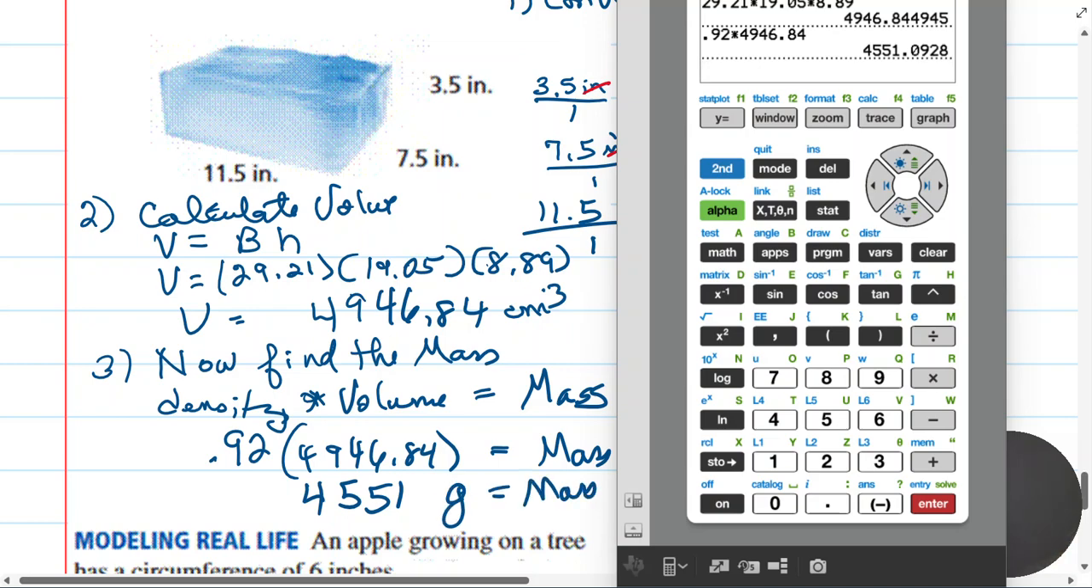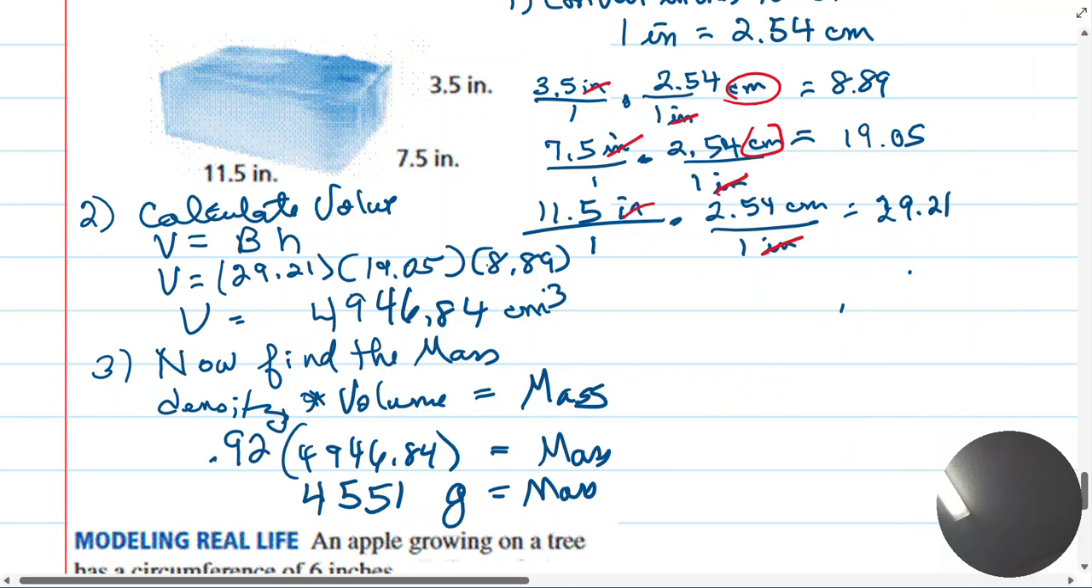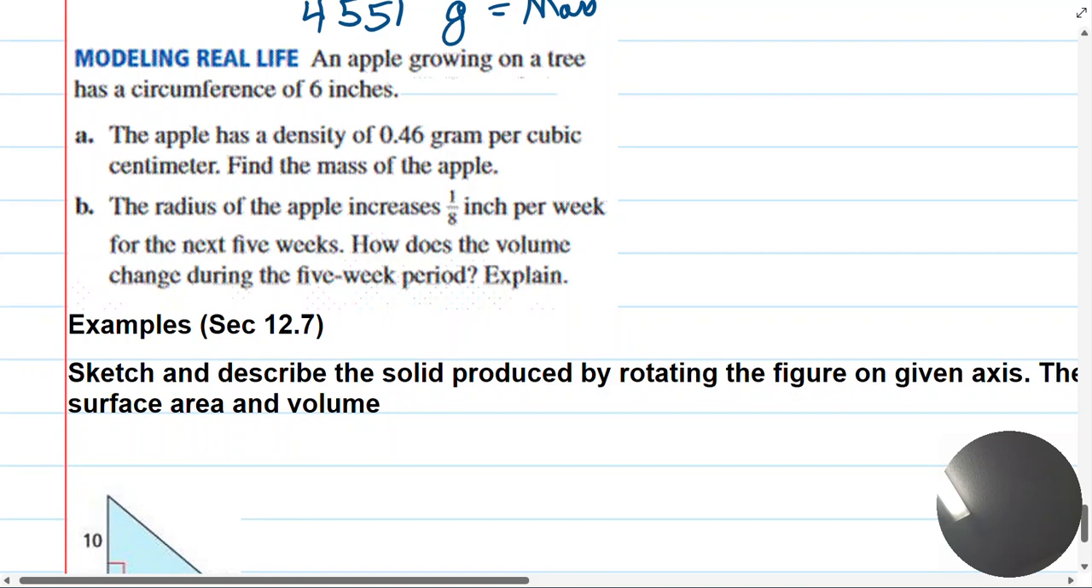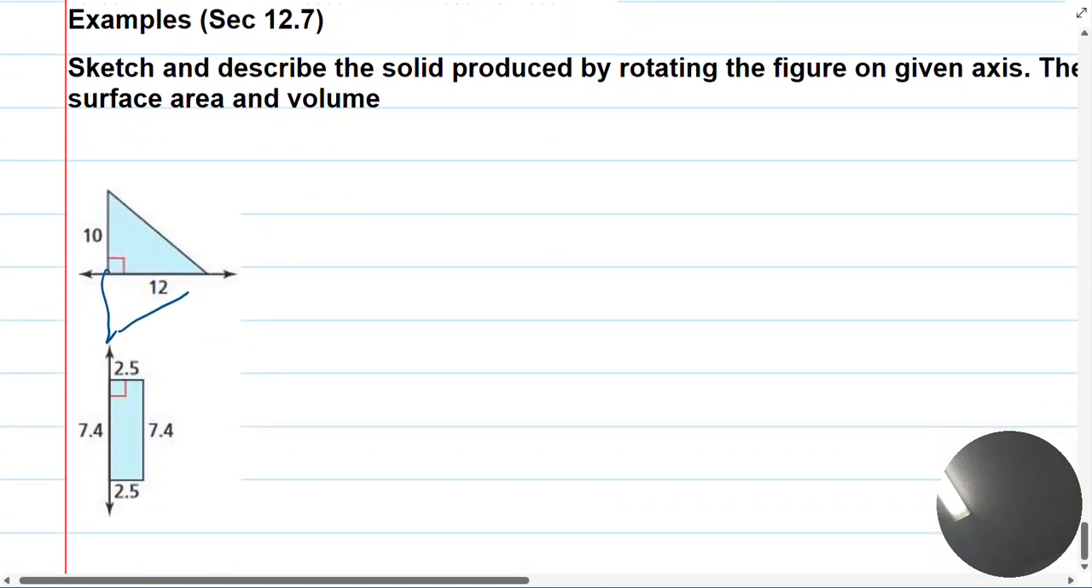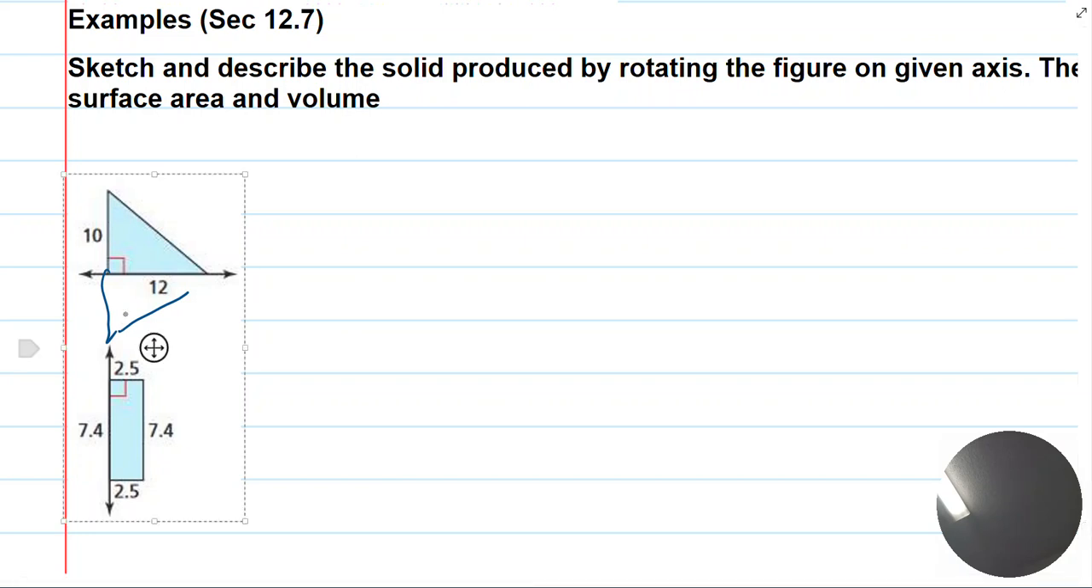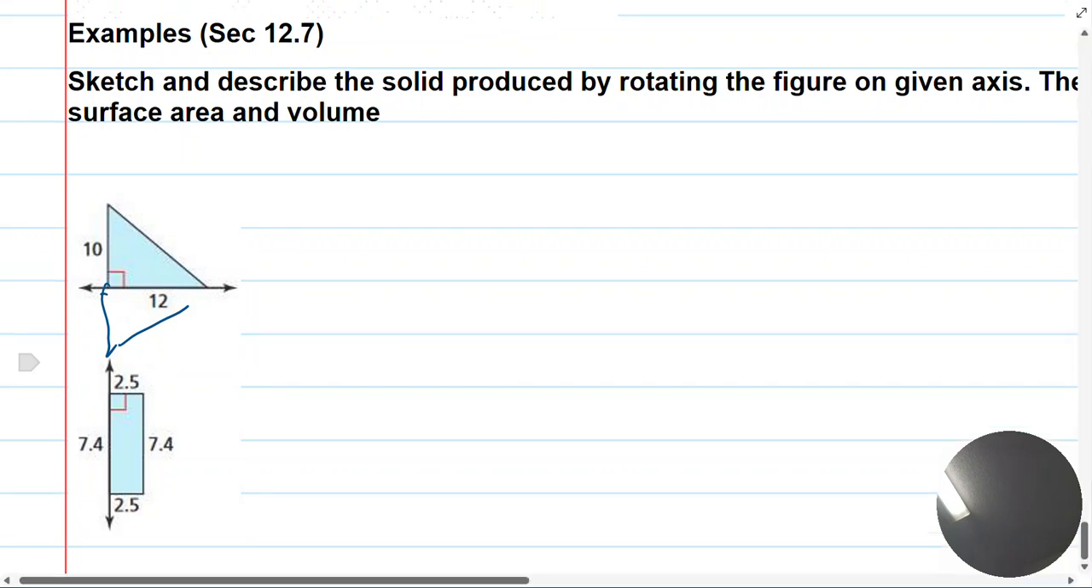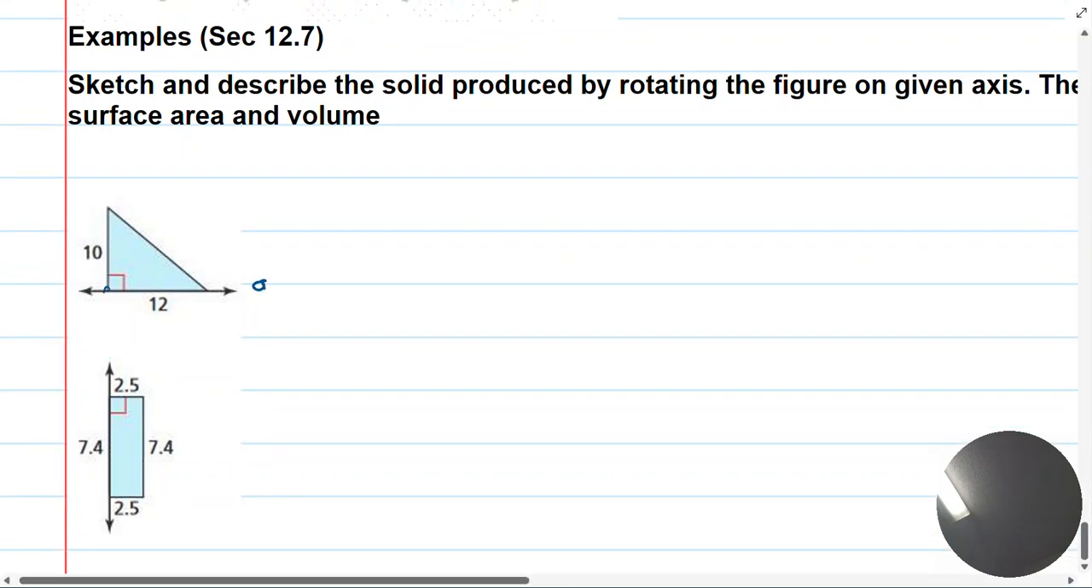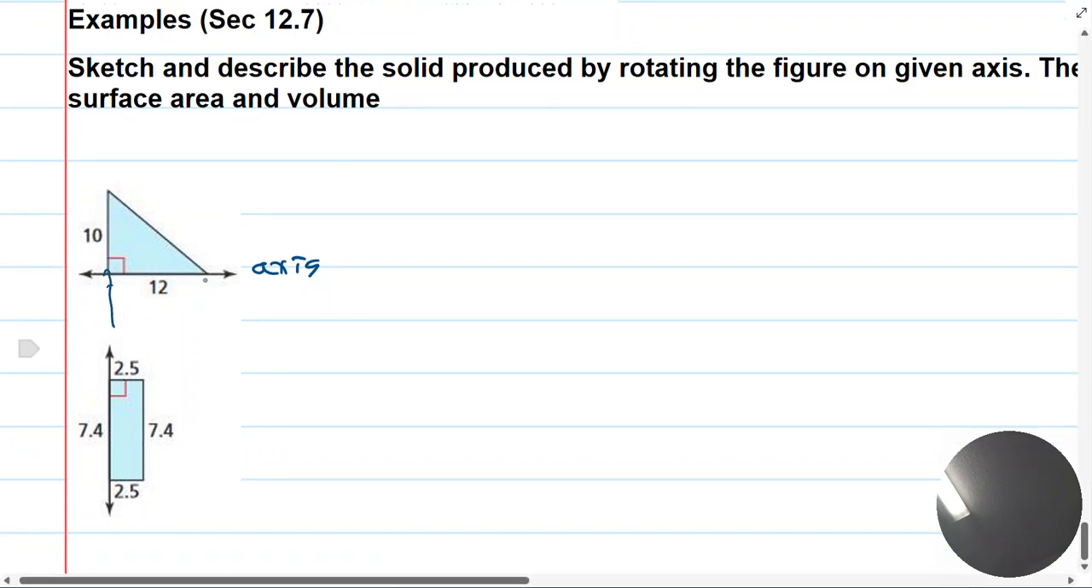Everybody good? All right. Now, I'm going to skip the apple. You'll just look online for the process because I want to get to this. All right. This is our axis right here, and that's where we're rotating it around. So if I'm rotating around, then I'm going to have at the halfway mark, I'm going to have this. And as it circles around, I'm going to have a what? Cone. And they want us to calculate the surface area and volume.